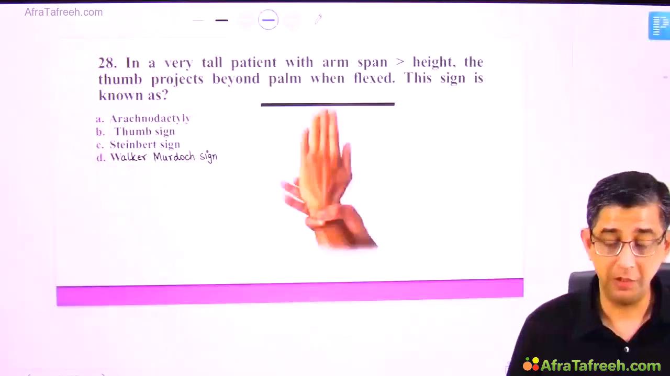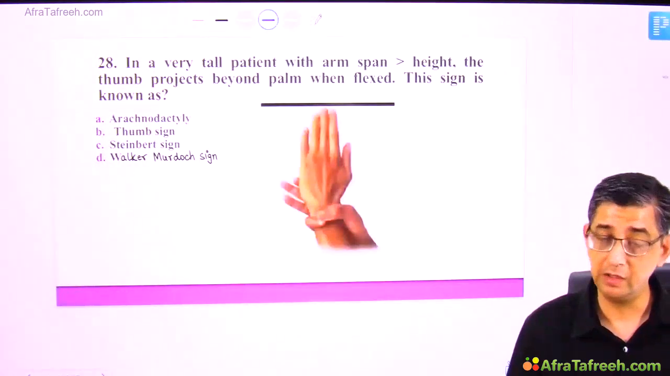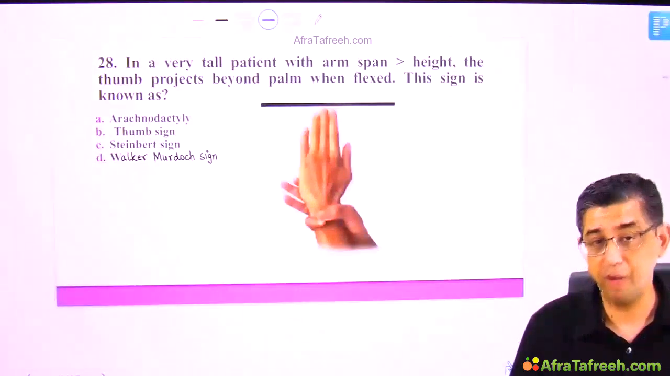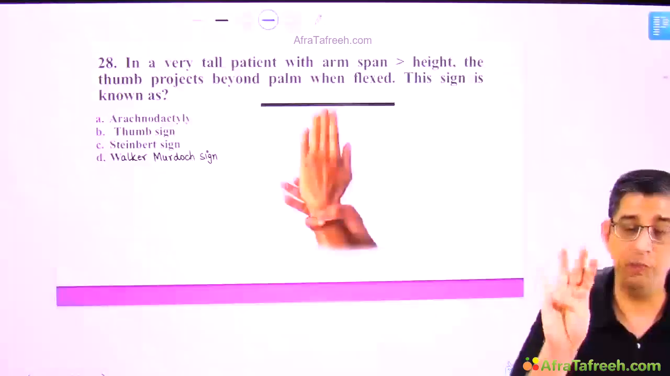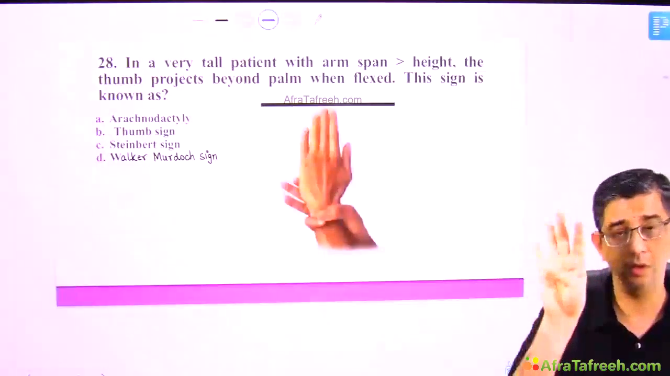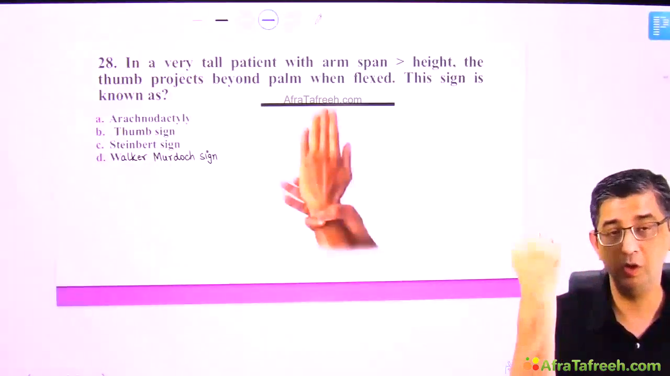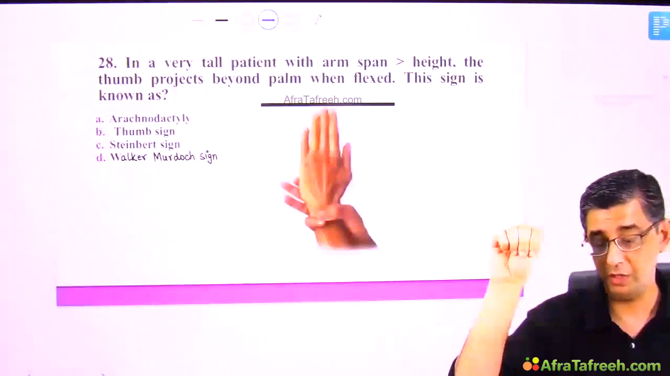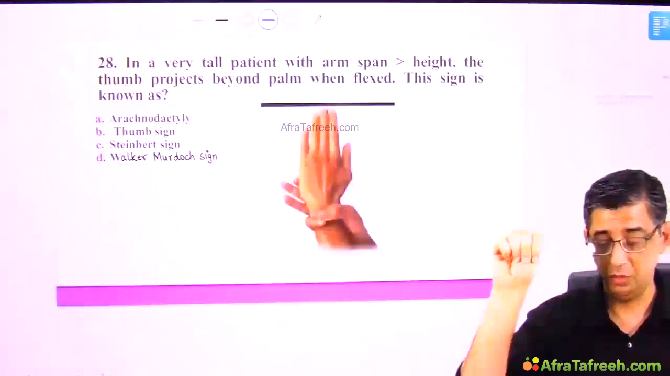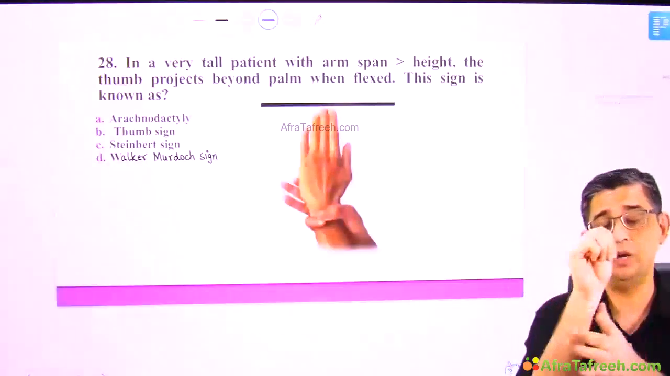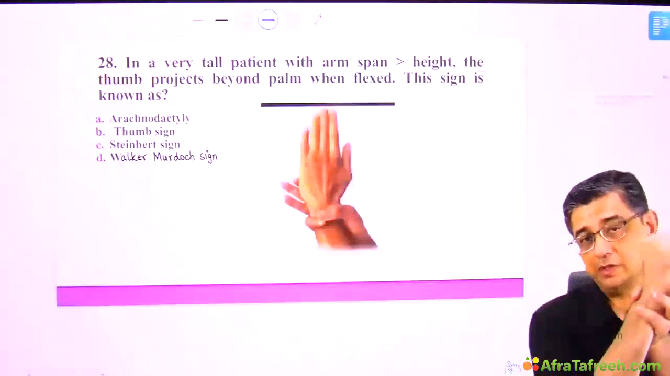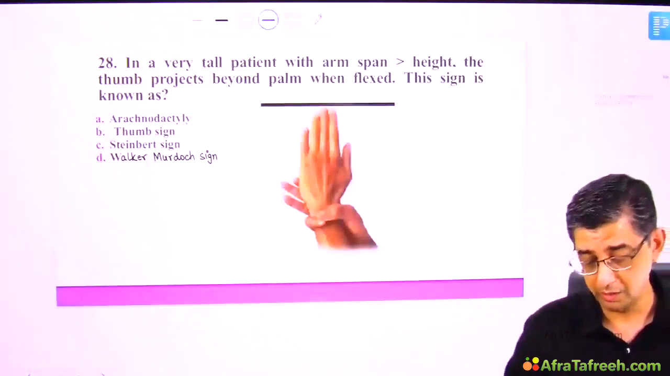In a very tall patient with arm span more than height, this is a standard question on Marfan syndrome, the thumb projects beyond the palm when flexed. In you and me, the thumb is not going to project beyond the palm. If I show my hand to you, it's not going to happen. In this patient, however, he is showing another finding: if you use the thumb and the little finger and try to form a circle around the wrist, you can see there is overlapping in this image.